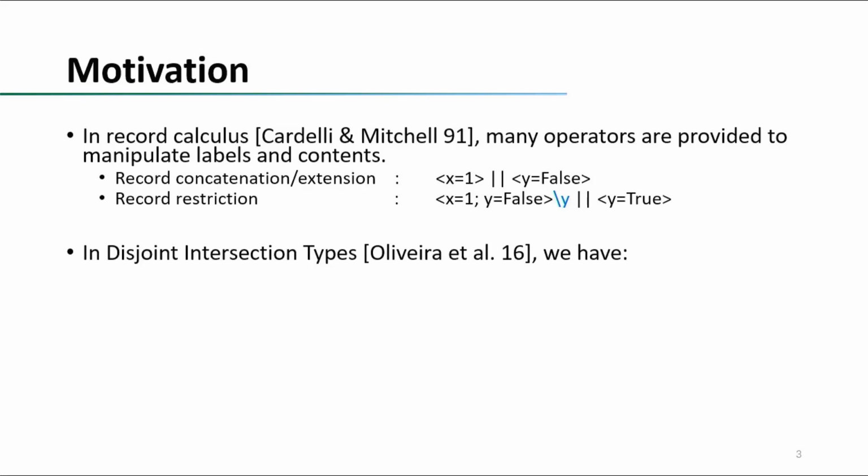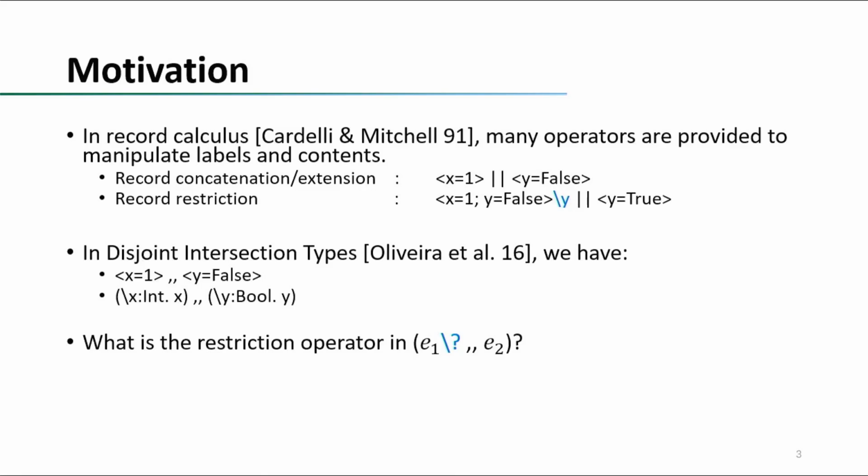But actually, it is very similar to the merge in the disjoint intersection types, because we can also merge two single-field records into multi-field records. The merge operator here is the concatenation operator inside the record calculus, except that the merge operator applies to more types, such as function types. So what we want to do is to generalize the restriction operators to all kinds of types to resolve the conflicting merge between E1 merged with E2.